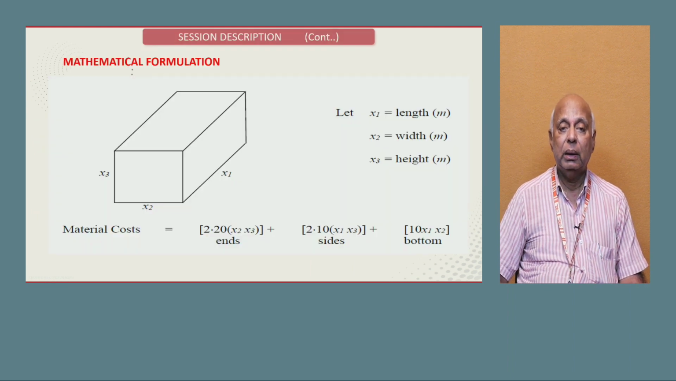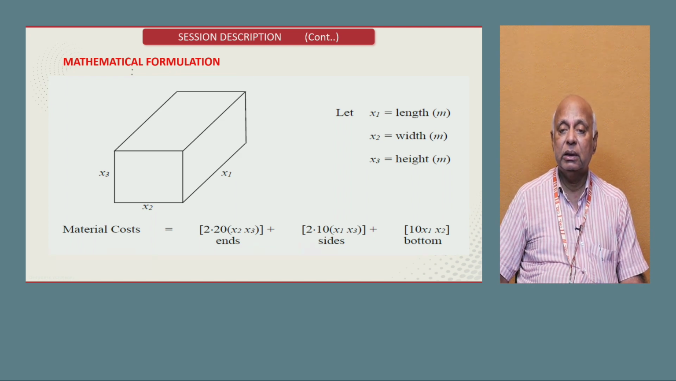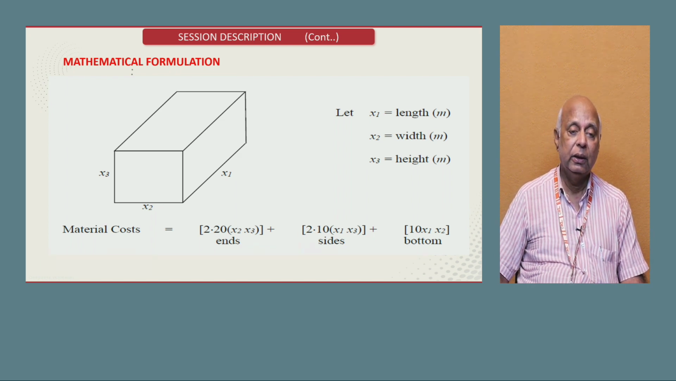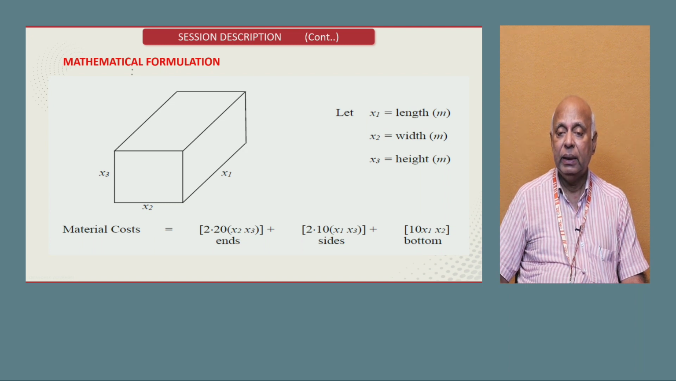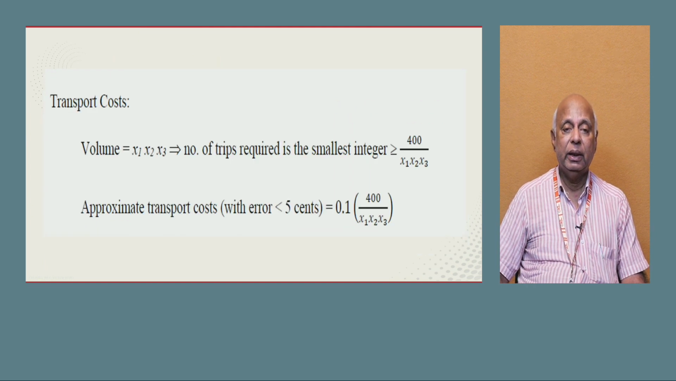Now we form a mathematical formulation. X1 is the length, X2 is the width and X3 is the height. The material cost is 2 into 20 X2 X3 and 2 into 10 X1 X3 for the sides, and 10 X1 X2. Now this is the total volume and it is the material cost. The transport cost is X1 X2 X3.